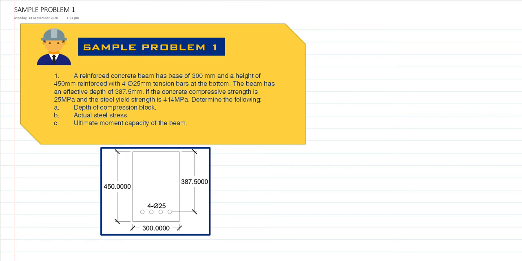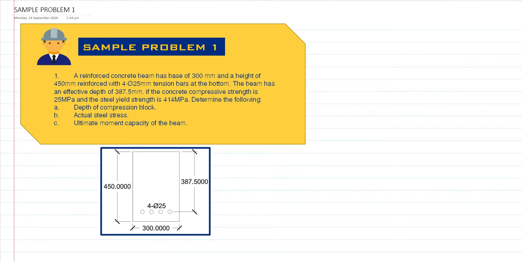the beam. So, for this sample problem, i-drawing natin yung beam. So, eto siya. So, syempre, we have the tension bars, sabi doon at the bottom. So, siguro tong beam na to is magre-resist ng positive moment, kaya yung tension bars niya is nasa baba. Then, you have a base of 300 mm and a height of 450 mm.